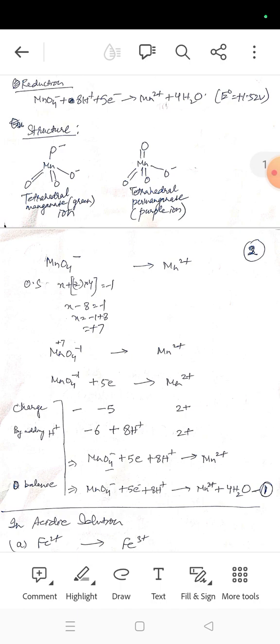So then we will calculate the charges. Here -1 on permanganate and 5 electrons, so total -6, and the other side is 2+. Now in acidic medium, how much extra positive charge should I add to get the 2+ on the other side? 8H+ minus 6 gives you 2+. So permanganate plus 5 electrons plus 8H+ gives you Mn2+. So this is the balanced charge equation. Then to balance the oxygen and hydrogen, on the right hand side we will put 4 molecules of water.